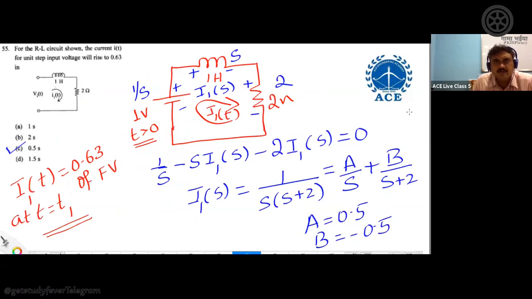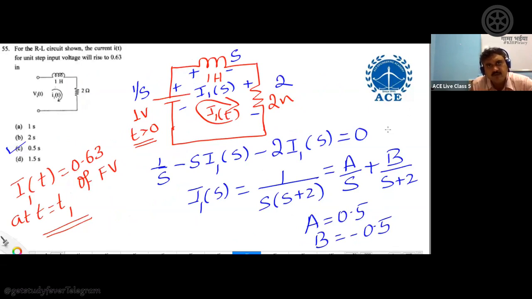You may think that this concept is from transients. Actually, transients also use the same concept. Time taken by the response to reach 63% of final value is one time constant, L by R. We will see these points a little later when we are dealing with transients. But not necessarily every time you will get 0.63 only. He may ask 0.45. Then this is the standard procedure.